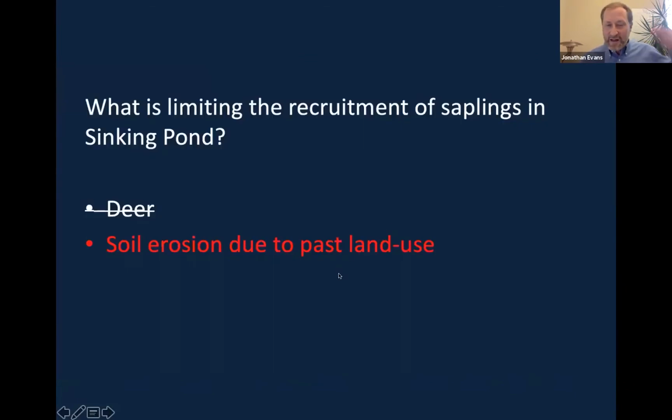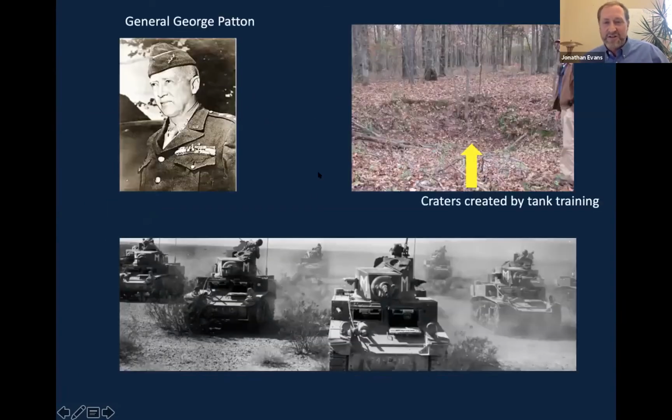There's another fascinating possibility: that soil erosion could have led to a clogging of the drain. That's not too likely, but with major land use, it could represent a possibility, particularly since in the 1940s, the Air Force Base was used by General Patton to do tank training. And so there was quite a bit of disturbance in that area.